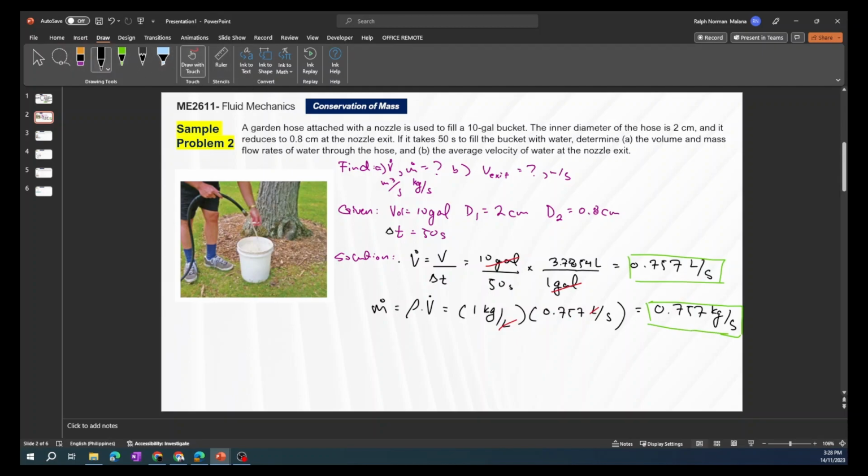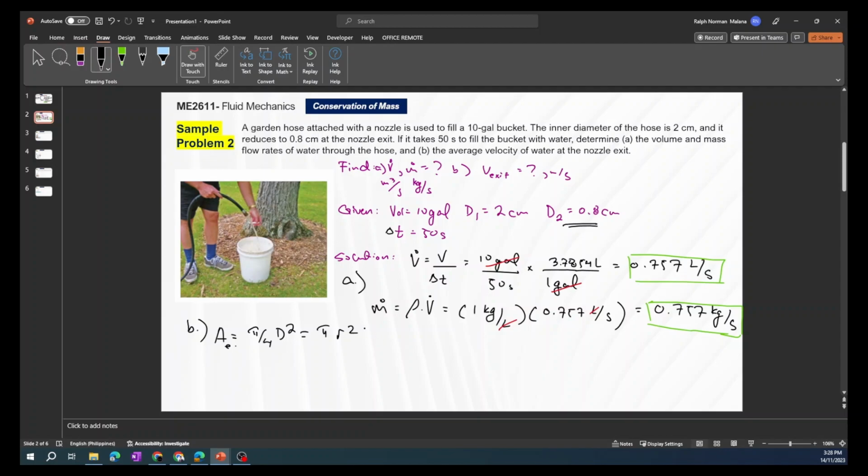Now, so this one's the solution for A. Now for B, we're here to ask for the exit velocity. It's a good thing that we know the cross-sectional area for the exit, which is d2, 0.8 centimeters, and since this is a hose, it's going to be circular, so the area of the exit is going to be pi over 4 d squared, or we could also simply write pi r squared.